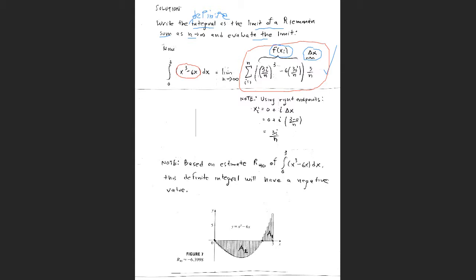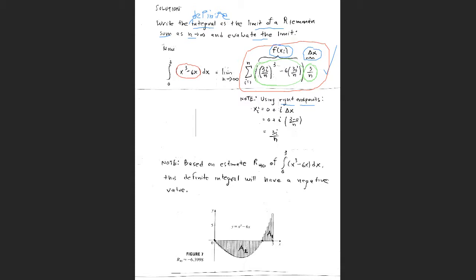That point could be any point in the subinterval. It could be all left endpoints, right endpoints, or midpoints in the intervals. Just because it's easiest, we're going to use right endpoints. So how do we come up with this expression for f of x sub i and this expression, 3 over n, for delta x? Well, I'll explain.